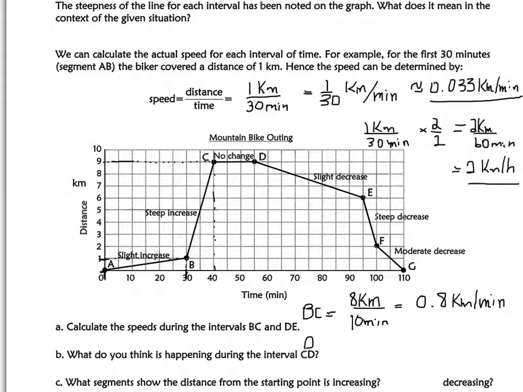DE. If you look at D's height, it was 9 kilometers, and E's height was at 6 kilometers, so there's a 3 kilometer difference between those. And from D to E, D is at 55 minutes and E is at 95 minutes, so that would be a difference of 95 minus 55, or 40 minutes.